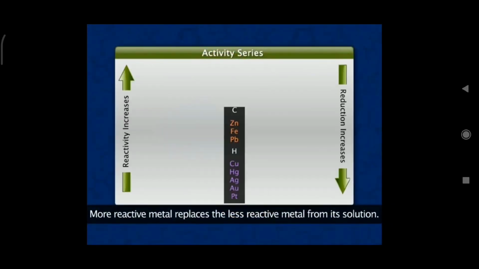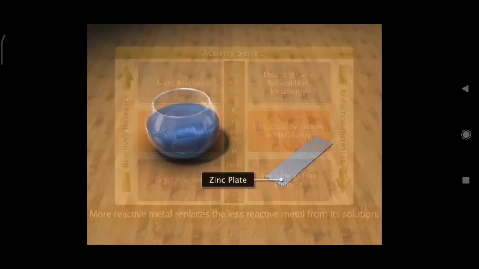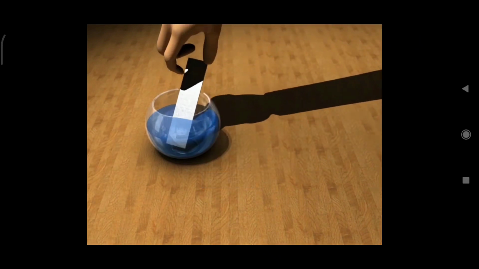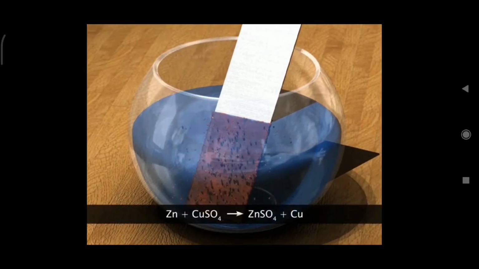The activity series is a table that helps to predict which metal can displace another metal. Using this table, metallurgists can adopt suitable techniques in the process of extraction or purification of metals, and this in turn can help us conserve metals and use them more optimally. Zinc will displace copper from copper sulfate solution since zinc is more reactive than copper.